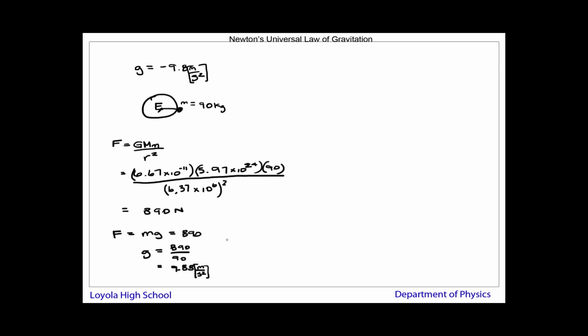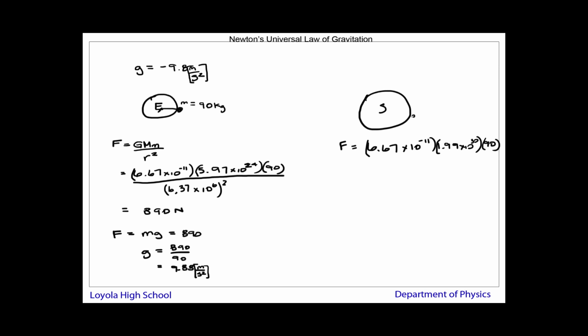If I went to a different object, let's say the sun, which is not drawn to scale, this thing is really huge. If I were to find the force due to the sun, it'd be 6.67 times 10 to the minus 11th. Now the mass of the sun is huge. It's actually 1.99 times 10 to the 30th, so that's 6 more powers of ten, times the same mass of 90.